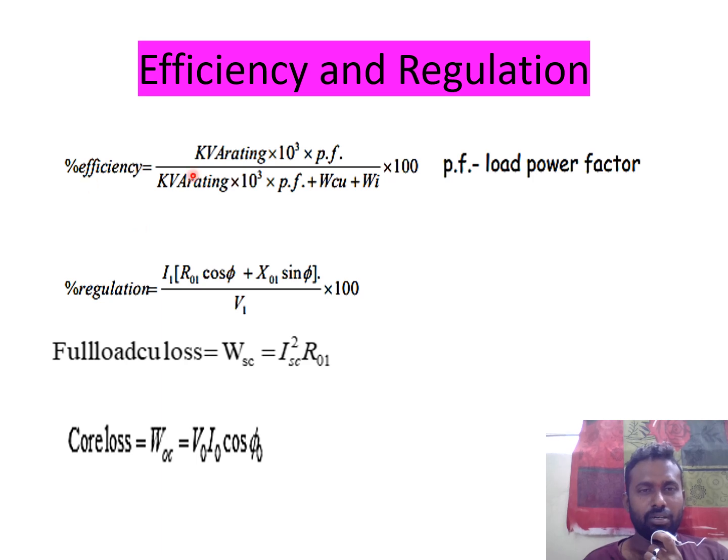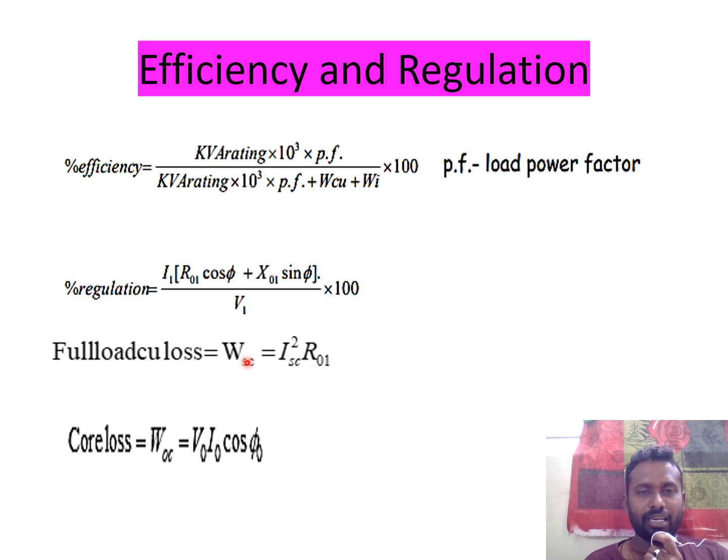So efficiency is equal to output by input. So percentage efficiency is into 100. So kVA rating into 10 cube, that is kilo, into power factor, by kVA rating into 10 cube into power factor plus WCU plus WI. Output by input. Input is equal to output plus losses. WCU and WI are the losses, copper losses and iron losses. And this is again input by input plus losses. These two are losses. PF is the power factor, the load power factor. Now percentage regulation is equal to I1 R01 cos phi plus I1 X01 sin phi by V1 into 100.